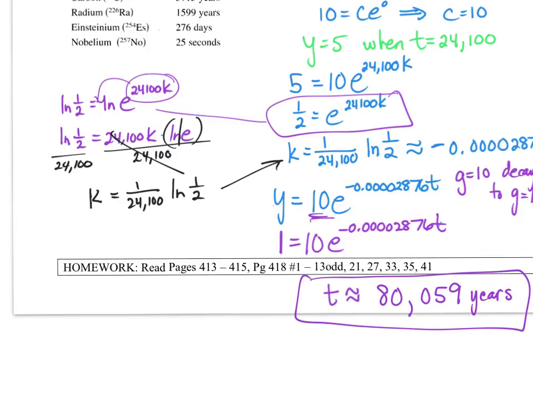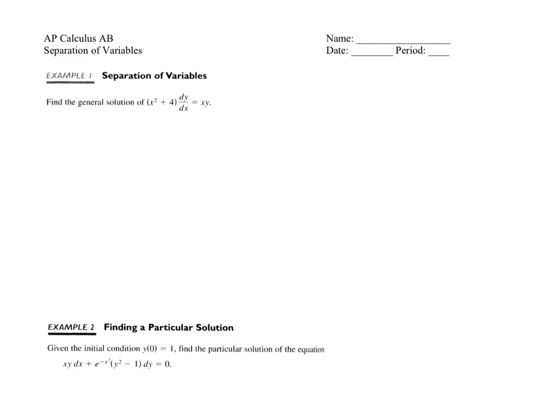So where are we wrong on that 0.0000287? If you store that value instead of rounding, then you'll get your answer. Exactly. Okay? Okie doke. All right.